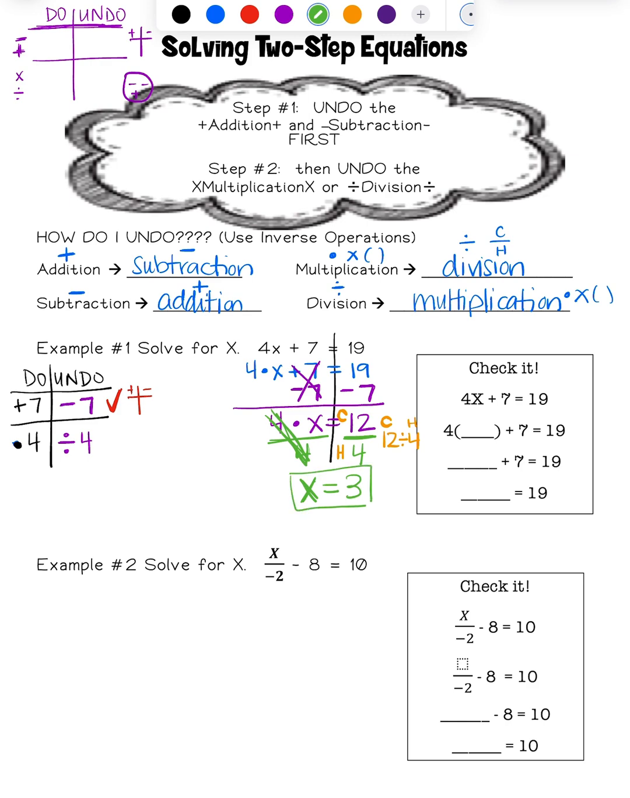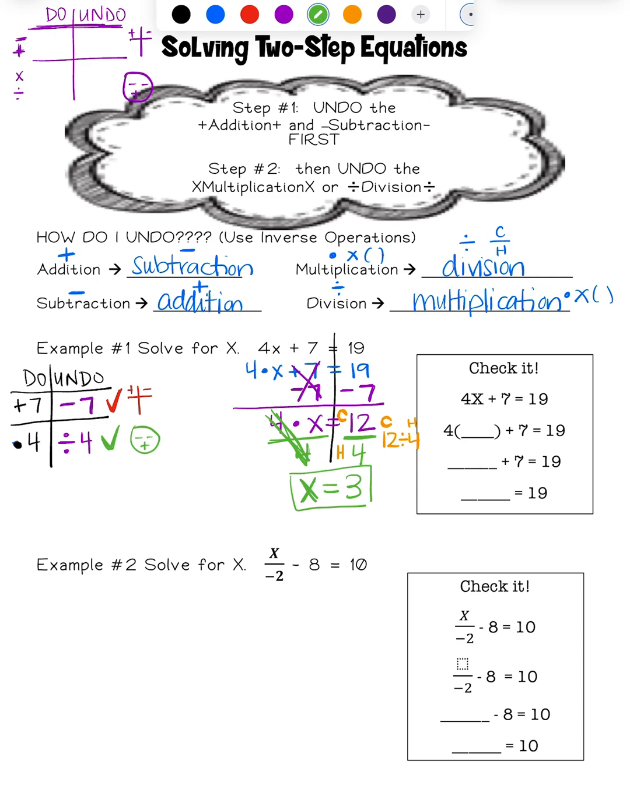I double checked, did I do everything on my do-undo list? Yes, I did. I did not need integer man because there were no negatives. 12 was positive and 4 was positive, but I want to make sure and check. So I made sure and checked for both my table and my integer man to make sure I didn't forget anything. All right, now how could I check my answer? How could I make sure without a doubt my answer is correct?